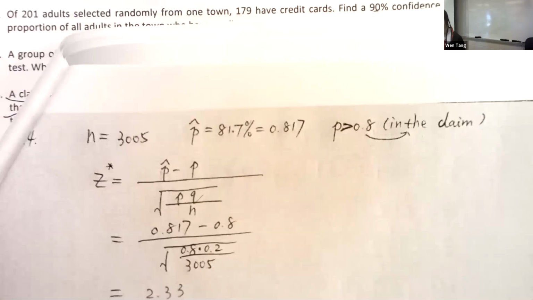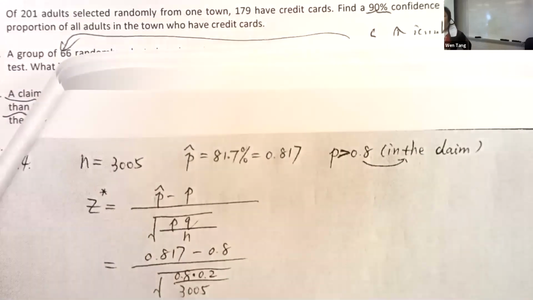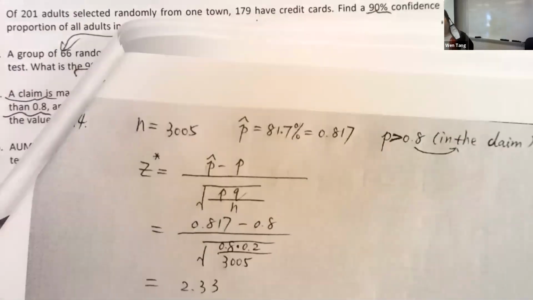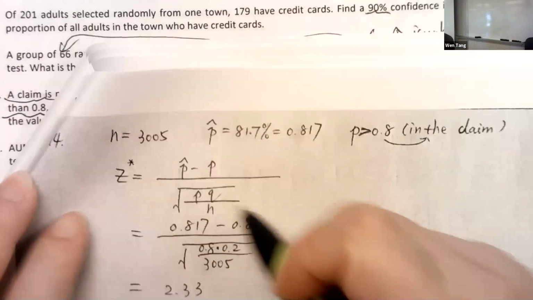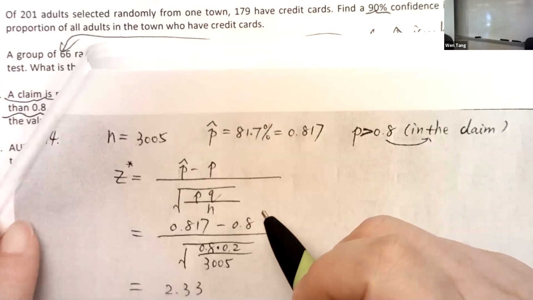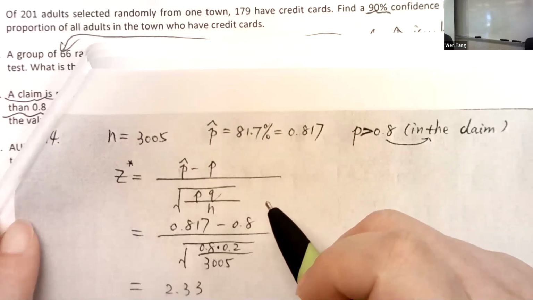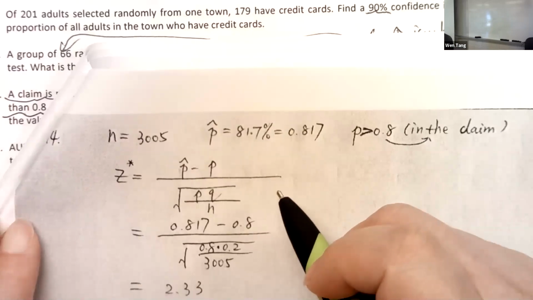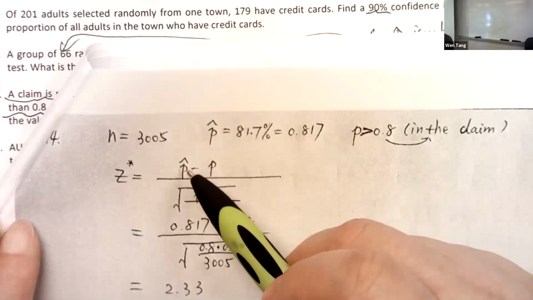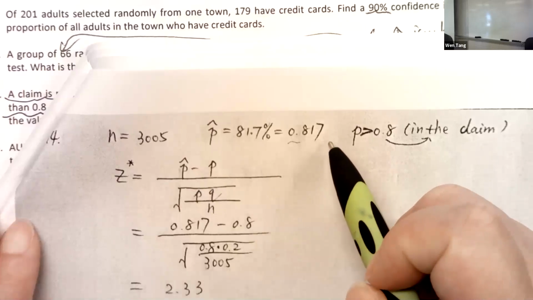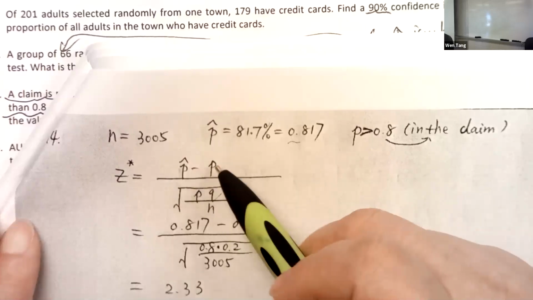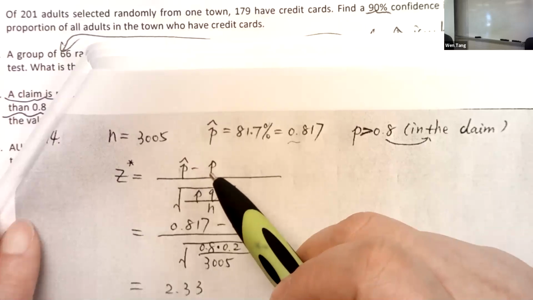So we're gonna use this formula to find the test statistic. This is the correct formula to find the test statistic Z when we do the test of proportion. Again, the first term is P hat, so the first value is from your sample. The second value, P, is your population proportion.